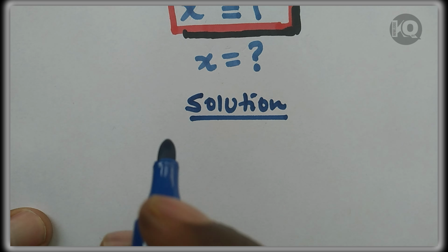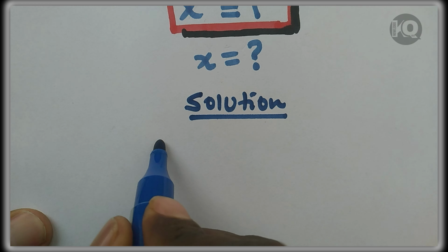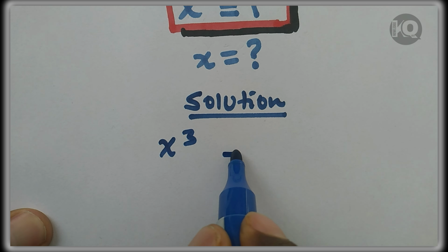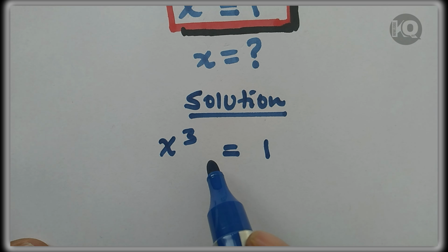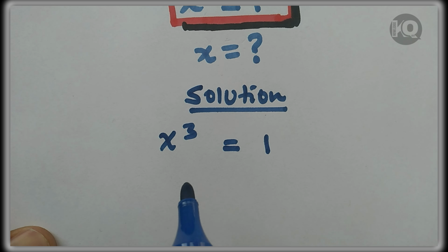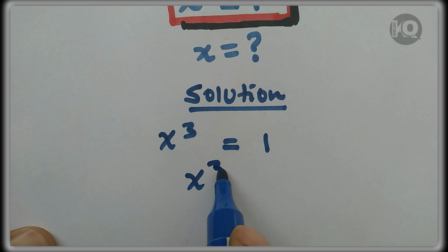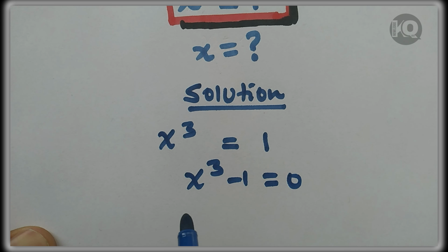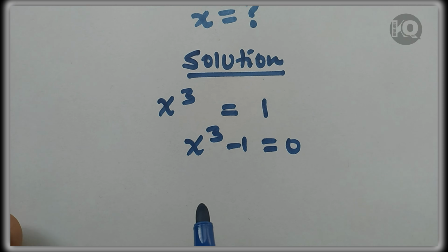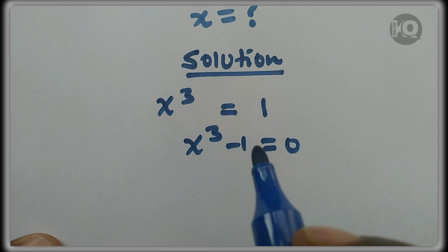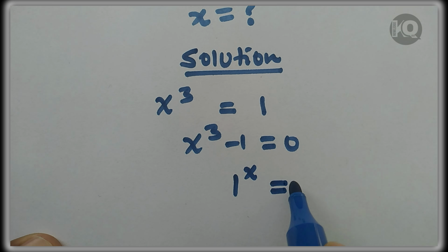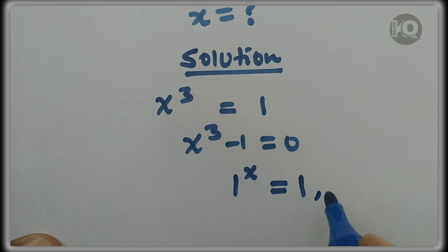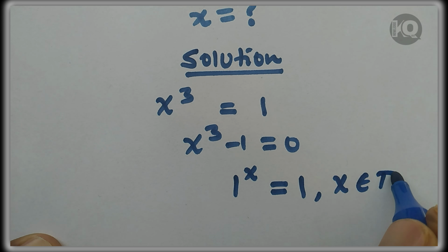In the first step, let's record the problem, which is x cubed equals 1, and also let's bring this 1 to the left hand side for rearrangement. So x cubed minus 1 is equal to 0. Now from this equation we can notice that 1 to the power of any number is always 1, where x is an element of the real numbers.